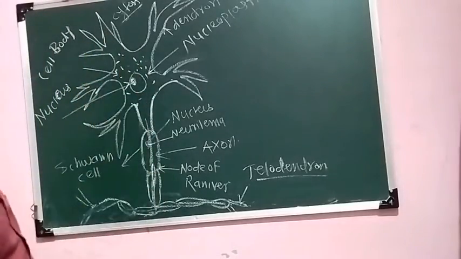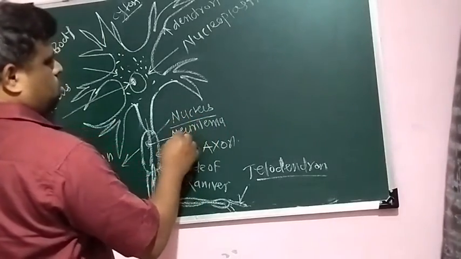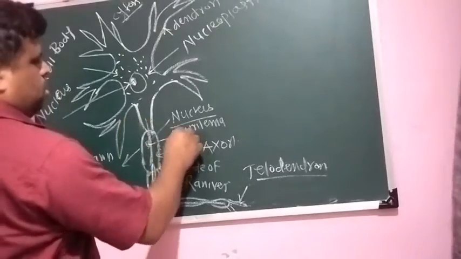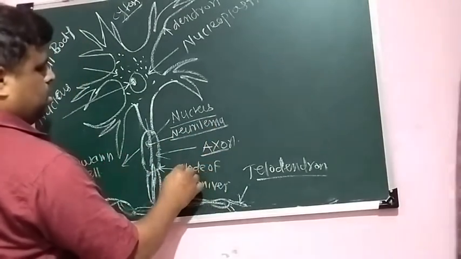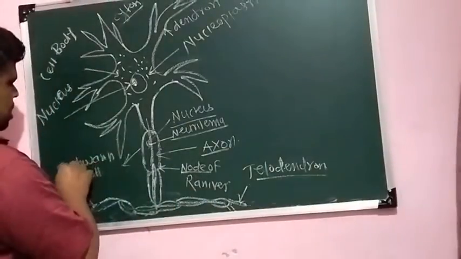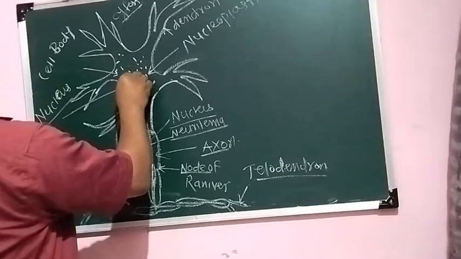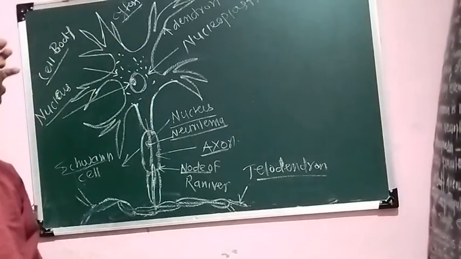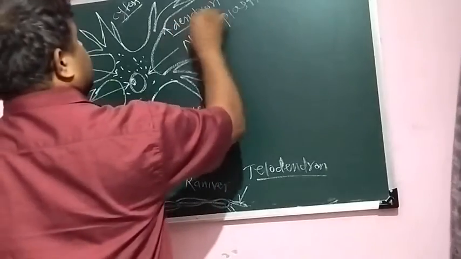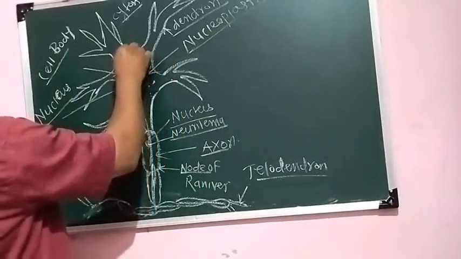You can see the various parts of this one, that is the nucleus of this axon, then the neurilemma, then the axon, then the node of Ranvier, then the telodendron. Then you can see a nucleus which is located at the center. Then this is called the cell body. And then you can see the dendrons and the nucleoplasm present in the cyton.